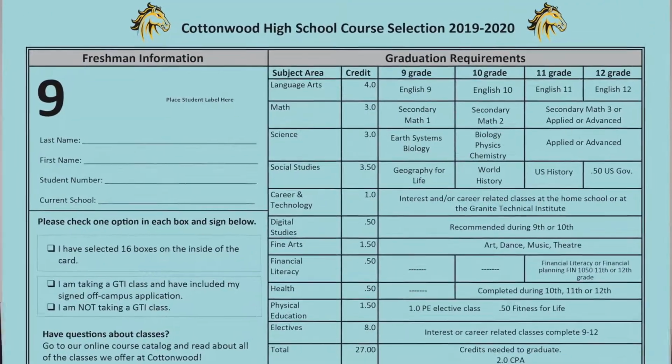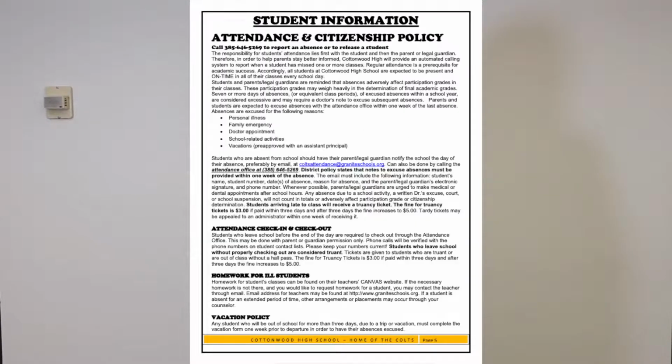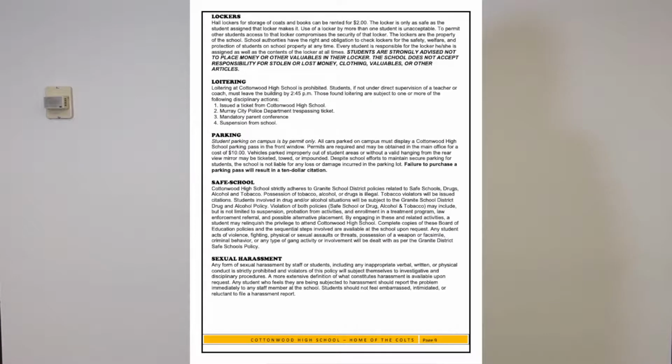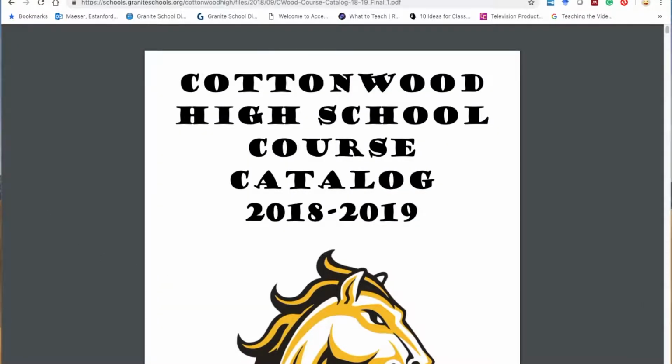You need the following things to complete your high school course selection: your course selection card, a pencil with an eraser, access to a hard copy or an online copy of the Cottonwood High course catalog, and if you're in 9th through 11th grade, a copy of your PTG that was handed out to you with your course selection materials. The course catalog can be found online on the homepage of the Cottonwood High website.